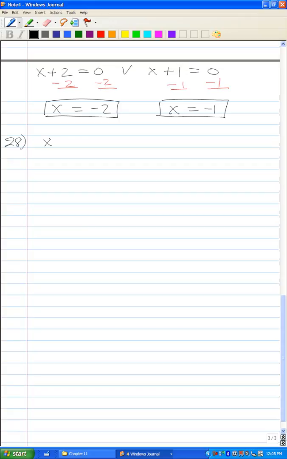x⁴ − 81 = 0. Okay. So let me solve that. This is the difference of squares: (x² − 9)(x² + 9) = 0. I can factor x² − 9. That factors into (x − 3)(x + 3).